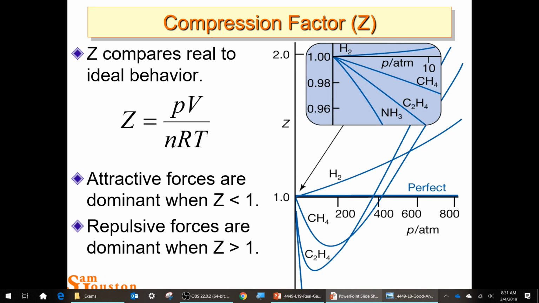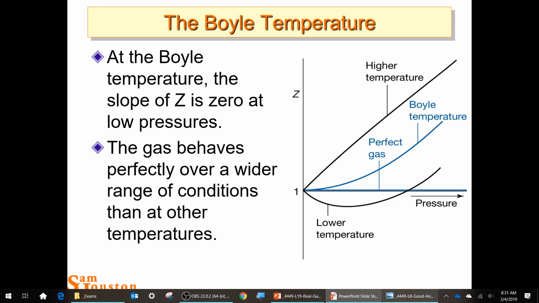And so I'm kind of showing that here. This hydrogen looks like it's at the Boyle temperature, where it's 1 for a while and then it deviates. Here's the Boyle temperature. So at lower temperature, attractions dominate. At higher temperature, repulsions dominate. At the Boyle temperature, it's ideal for a while, and then it deviates. They all go up eventually. Eventually, you're at a high enough temperature and high enough pressure that their repulsions are dominant.